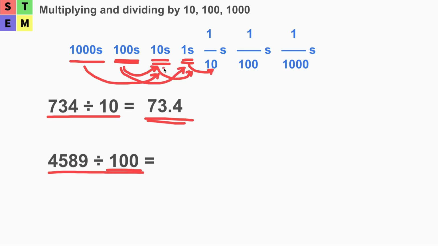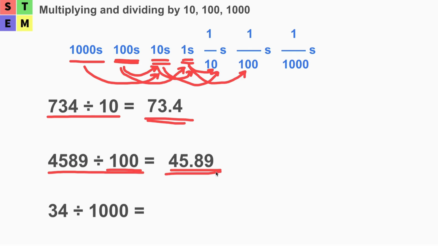And 8 from 10th place to what? 10th place, right? So 1/10. So here, and 9 from here to here. Okay, so in the end we have 45.89. Okay, so next example, we have 34 divided by 1,000.